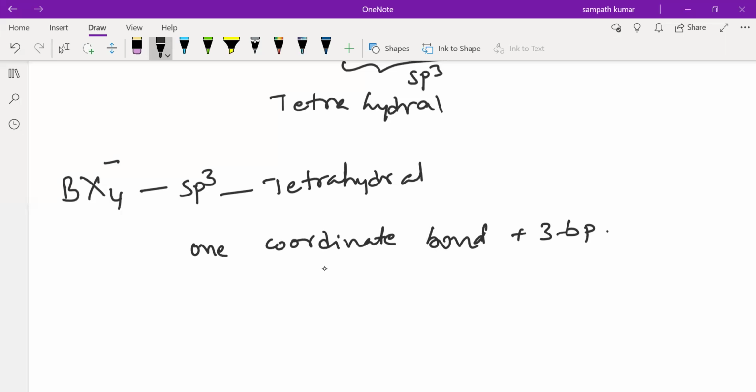And what is the definition of a dative bond, Nana? Sir, the ligand donates the electrons to the central atom, sir. Yes, very good. The ligand electrons are donating towards the central atom in an empty orbital.